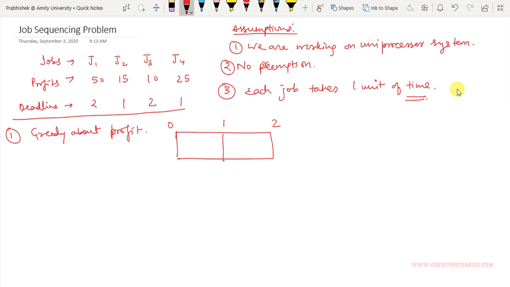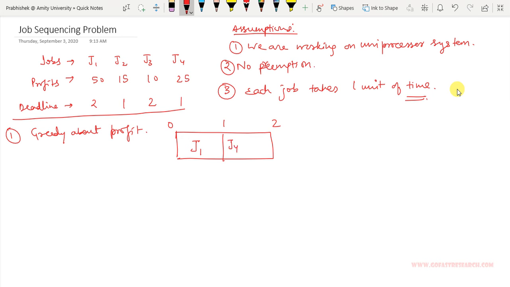It can either be executed on the first month, or it can also be executed on the second one. But since we are greedy about profit, we will execute it on the first month. Now we will see which has the second highest profit. Now J4 has the second highest profit. So now we will execute J4.